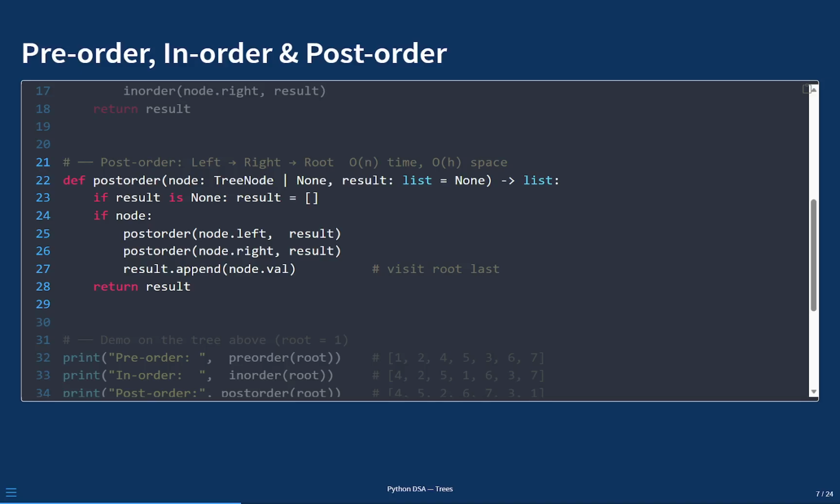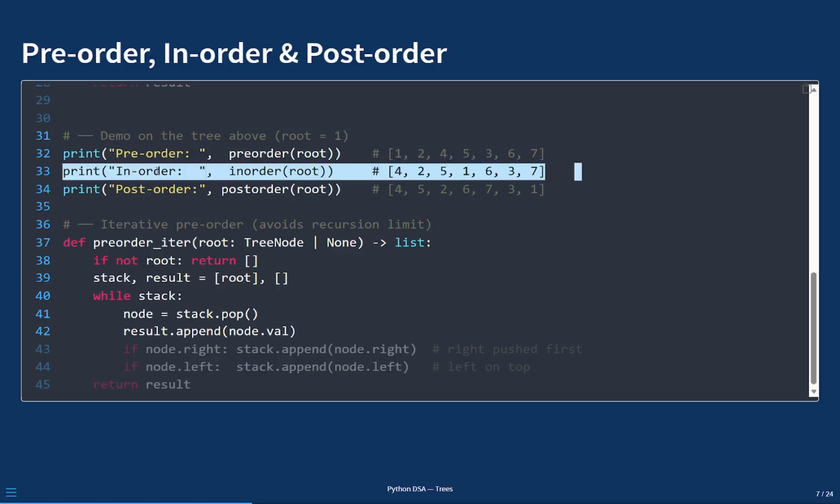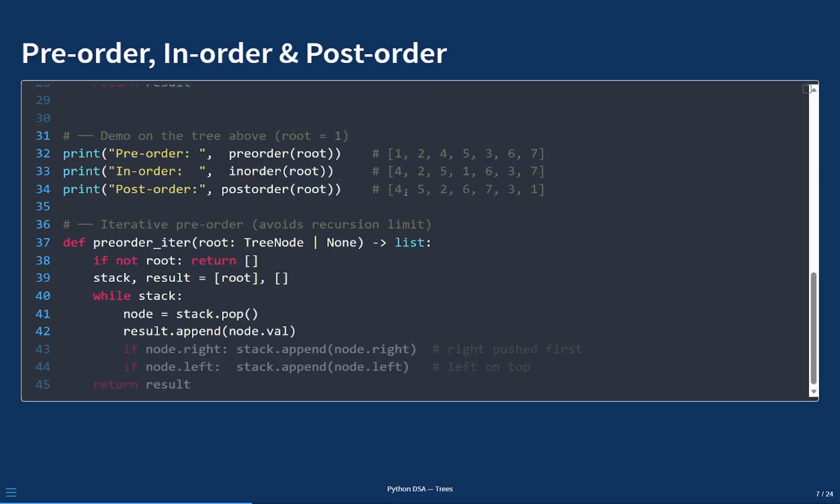are freed before parents. The output from the demo tree: pre-order, 1, 2, 4, 5, 3, 6, 7. In-order, 4, 2, 5, 1, 6, 3, 7. Post-order, 4, 5, 2, 6, 7, 3, 1.